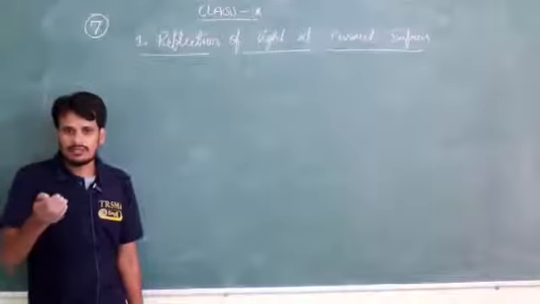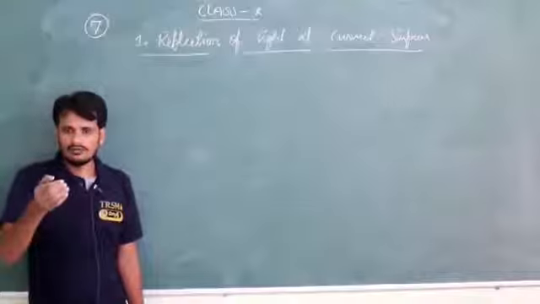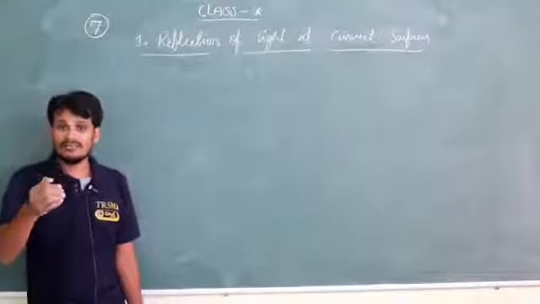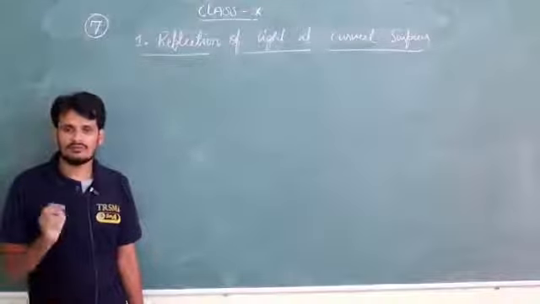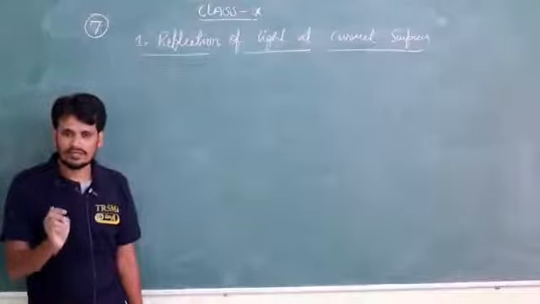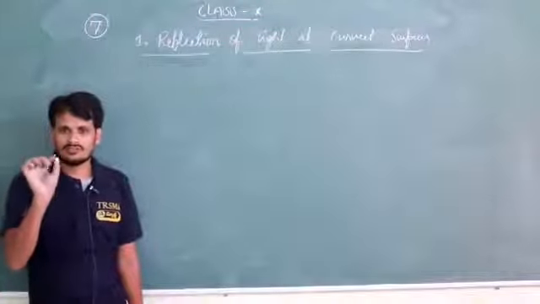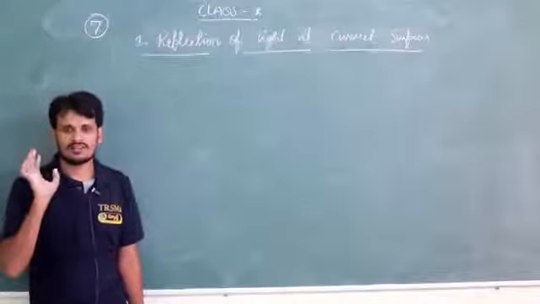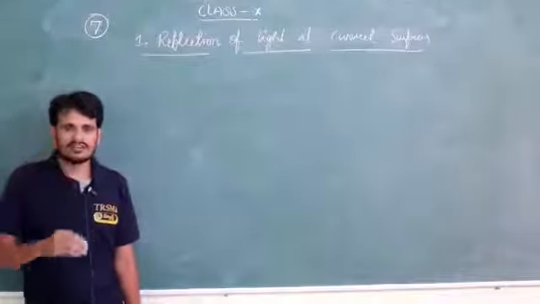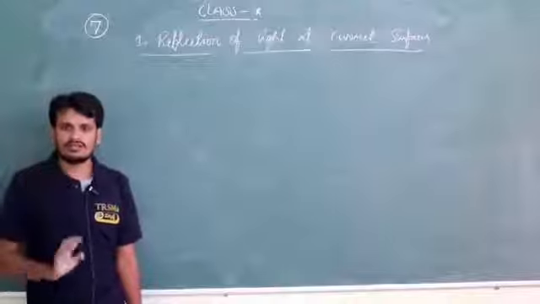But in this session, we will be finding image positions by using a concave mirror. Here the thing is, we don't know the focal length or the radius of curvature. If you know the focal length and radius of curvature, it's very easy.